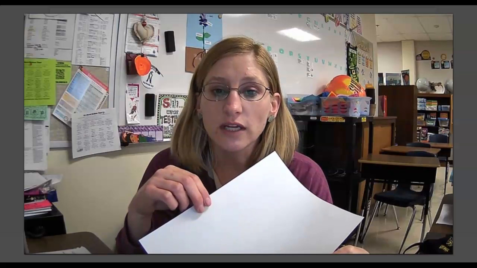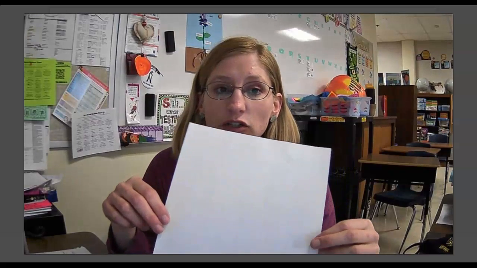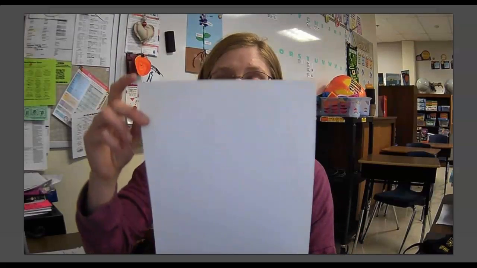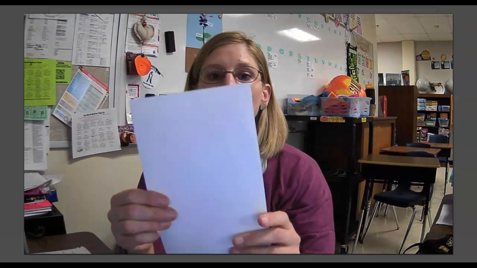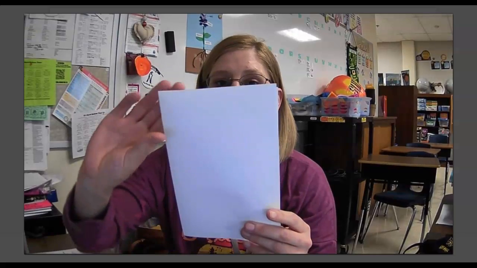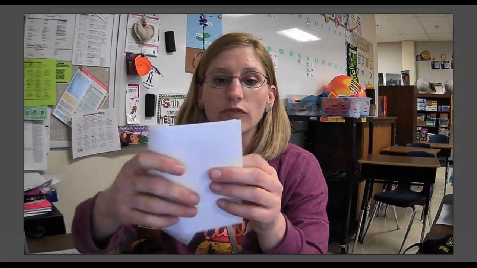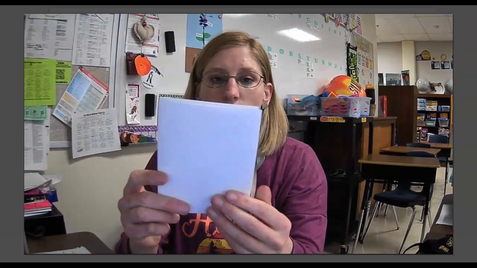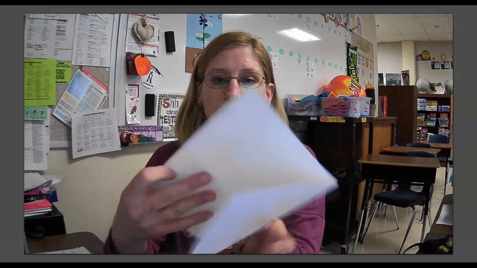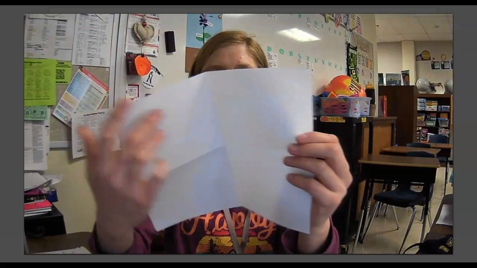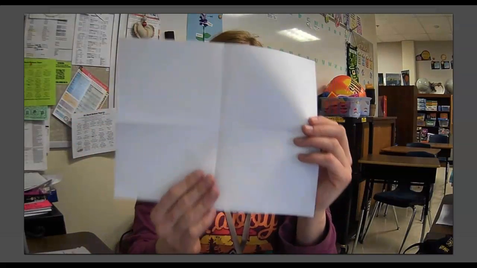Here's what I'd like you to do today: please get your piece of paper out and go ahead and fold it over. Now you fold it in half, and then you're going to fold it over again into a fourth. So when I open my piece of paper, I should have 4 windows, or 4 boxes. 1, 2, 3, 4.